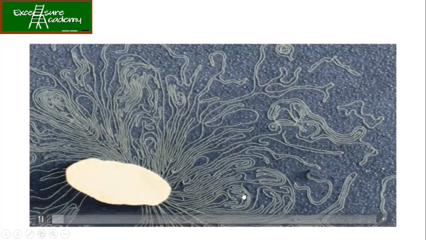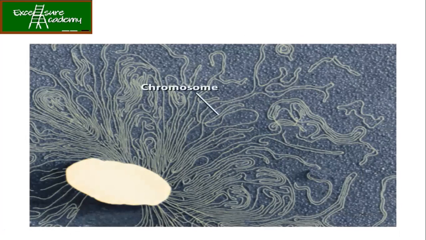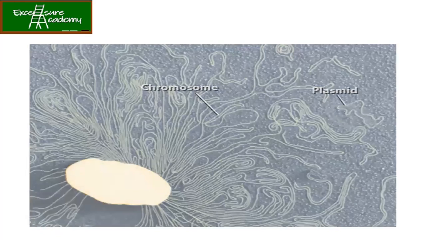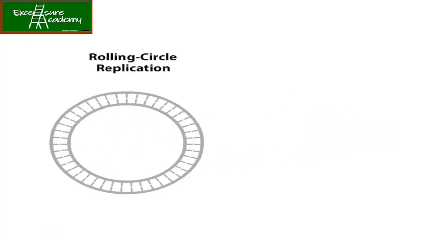In this image, the DNA from a bacterium has been gently released from the cell. Most of the DNA is from the bacterial chromosome, but small circular DNA molecules called plasmids also exist. For many plasmids, replication is not tied to chromosomal replication. Many plasmids replicate autonomously by a method called rolling circle replication.